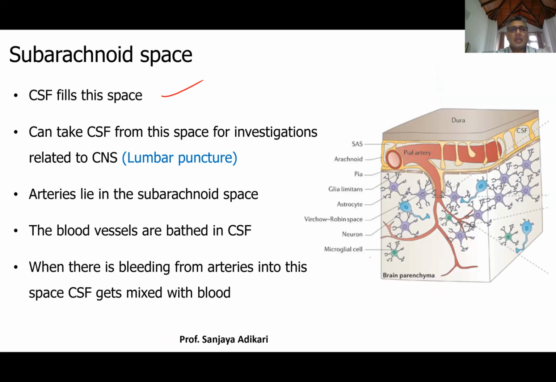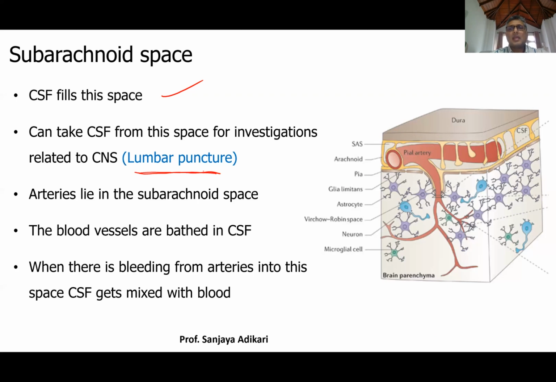And the other thing is, since cerebrospinal fluid is there, if you want to take cerebrospinal fluid out for investigations to check it, you can take it out, but not in all places. Especially you do it in the spine, okay? In the lower part of the vertebral column, where there is no spinal cord. That is called lumbar puncture. I'll talk to you about lumbar puncture in a moment.